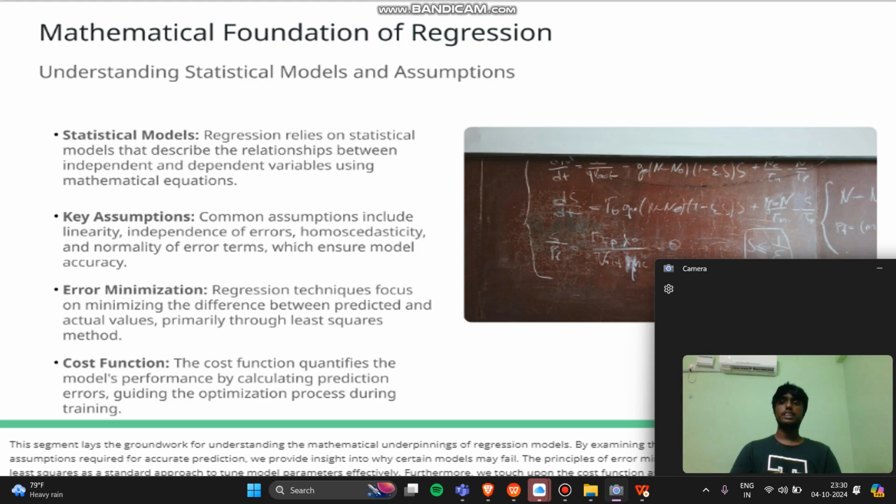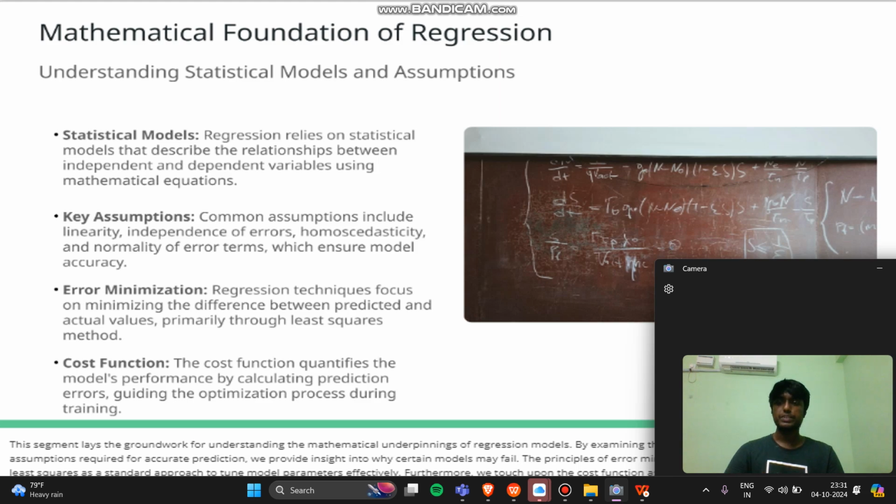Mathematical foundation of regression. So let's understand the statistical models and the assumptions. So what are the statistical models? Regression relies on statistical models that describe the relationship between independent and dependent variables using mathematical equations. Key assumptions: common assumptions include linearity, independence of errors, homoscedasticity, and normality of error terms, which ensure the model accuracy.